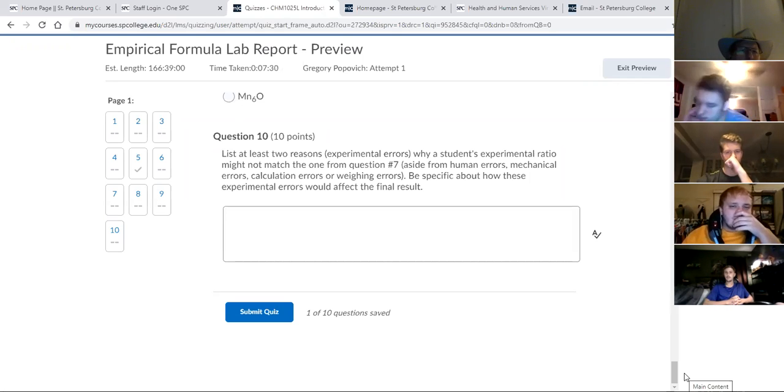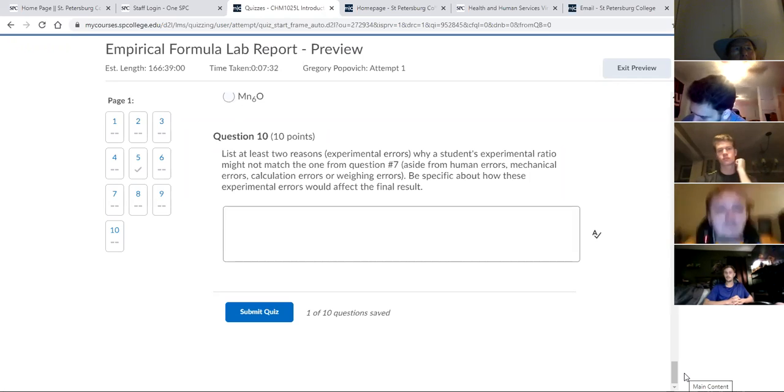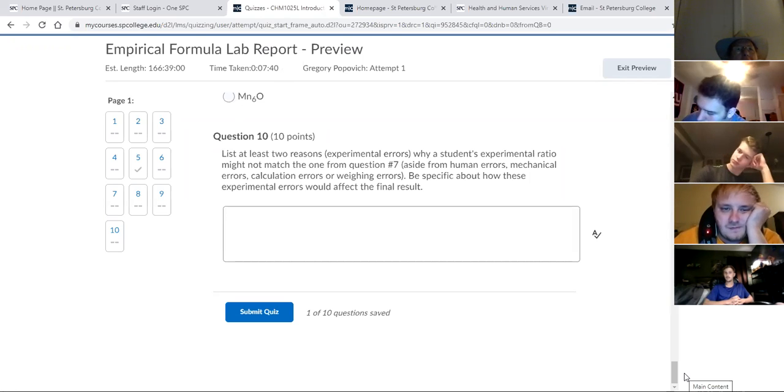Okay. We're in Florida. It's very, very humid in Florida. So when this magnesium oxide was sitting around in the crucible, it sucked up some water vapor from the air. How did that affect your results? That's what I want you to answer for this question.